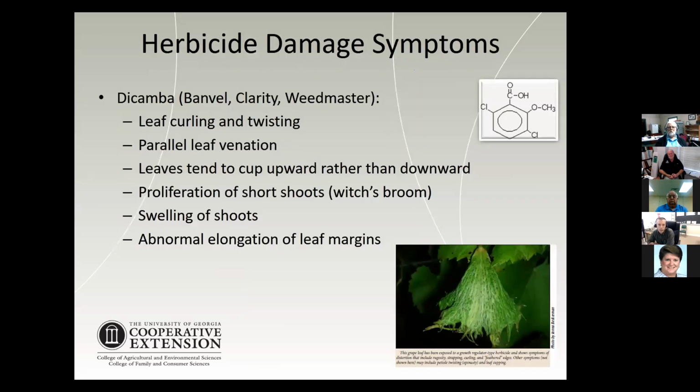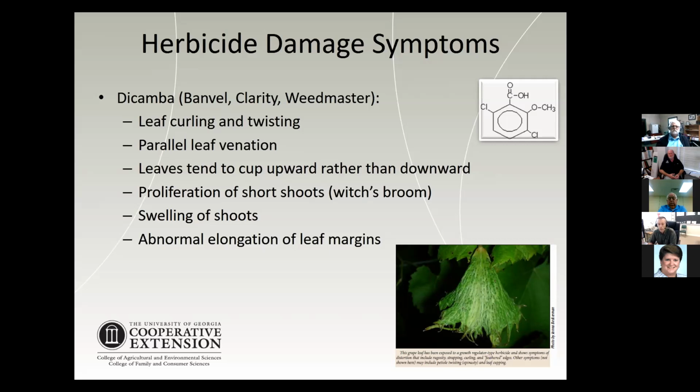So the next group is the dicamba type herbicides, which is Banvel, Clarity, and the WeedMaster combination with 2,4-D. Again, similar symptoms with leaf curling and twisting, but one other symptom that's unique for dicamba is you see veins that tend to be more parallel. The picture there in the lower right-hand corner is a grape leaf, where you can see the veins, instead of being net-like or branching out like they should normally, are all in rows. Also, the leaves from dicamba injury tend to cup upward rather than downward. Again, that's a subtle difference between 2,4-D and dicamba.